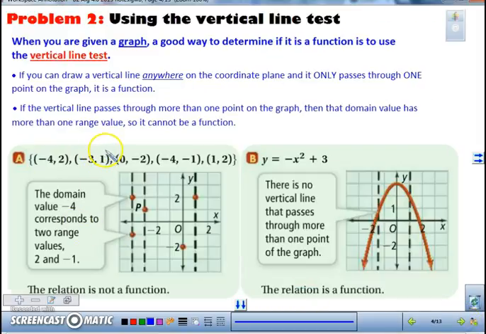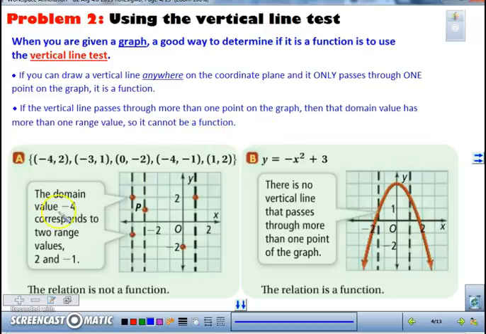Now, take a look at the top of the next page in your notes. It says when you're given a graph, a good way to determine if it's a function is to use what's called the vertical line test. If you draw a vertical line anywhere on the coordinate plane and it only passes through one point on the graph, it is then a function. If it passes through more than one point, then the domain value has more than one range value and it cannot be a function.